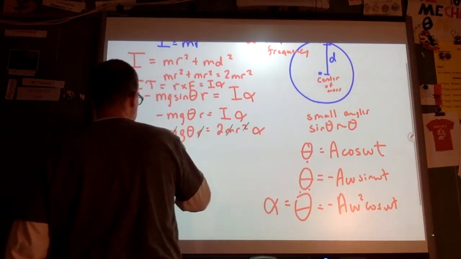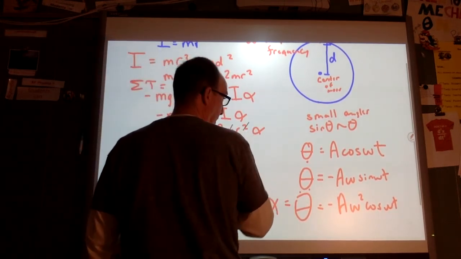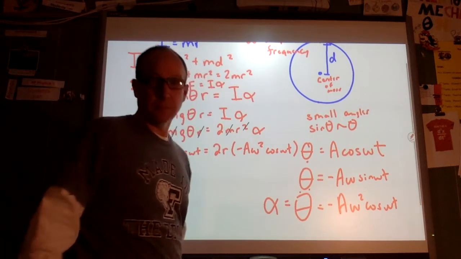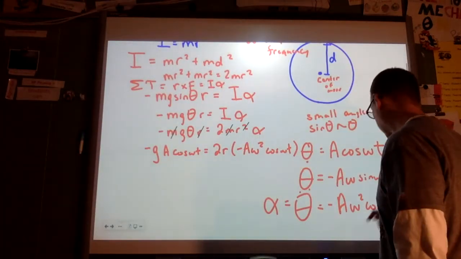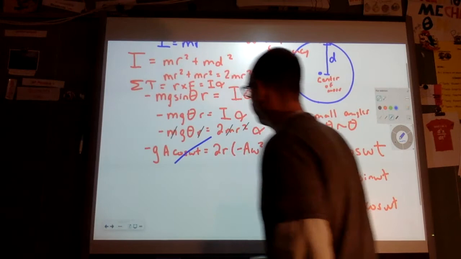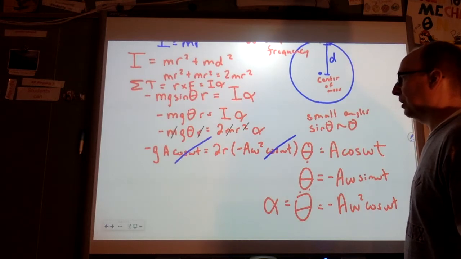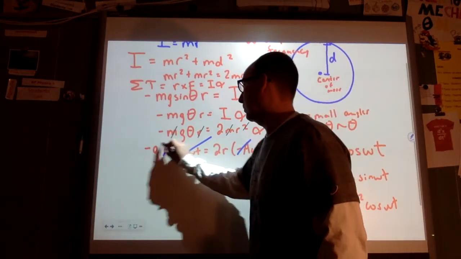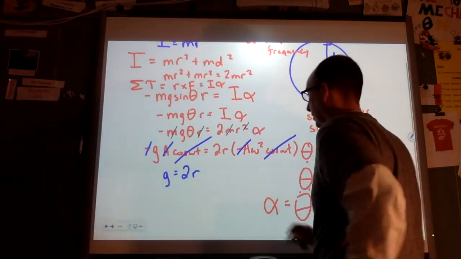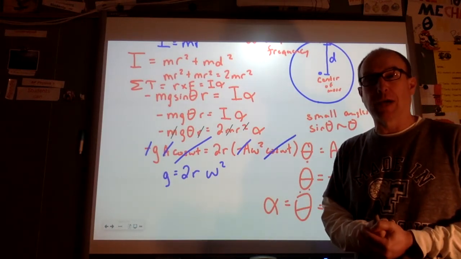And I'm going to get minus g a cosine omega t, and then I have 2r times negative a omega squared cosine omega t. And the nice thing here is that our cosine omega t goes away, and our negative a goes away. We're left with g equal to 2r omega squared.